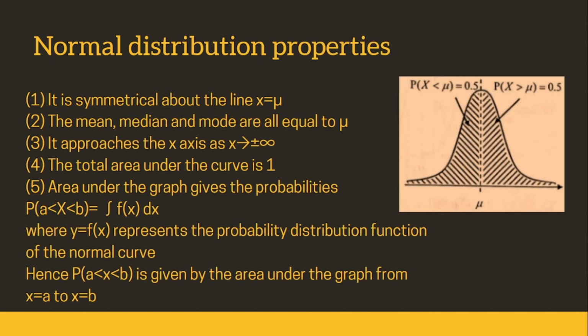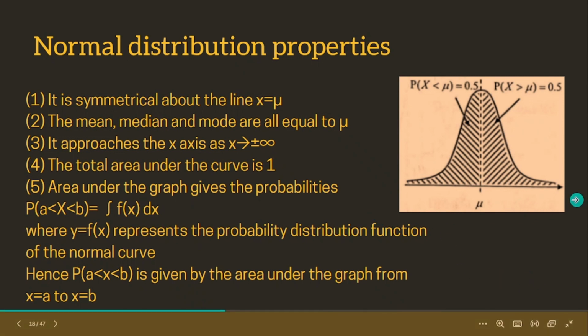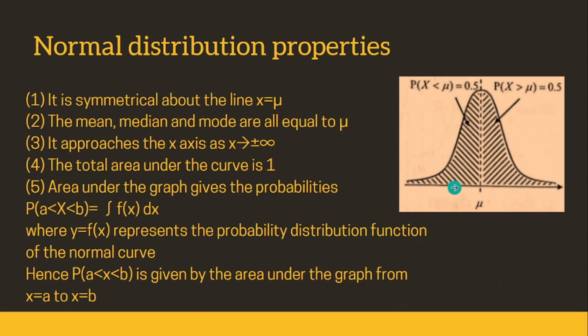So these are some normal distribution properties. It is symmetrical about the line x equals mu, where mu is the mean. The mean, median, and mode are all equal to mu. It approaches the x-axis as x approaches negative infinity or positive infinity. The total area under this curve is equal to 1.